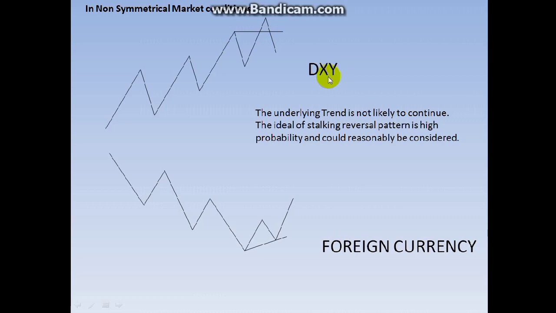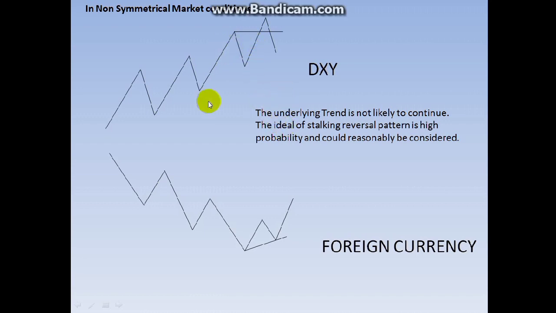If of course you are trading dollar pairs, you are looking at foreign currencies paired against the dollar. Okay, so the one way of looking at your trend hunting reversal pattern is by comparing it, by looking for SMT divergence.